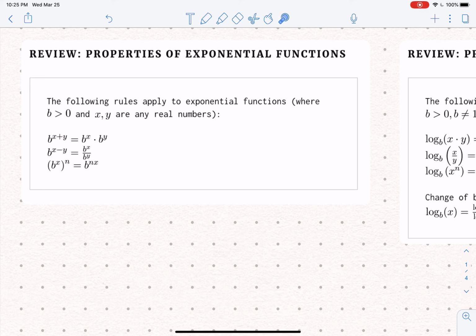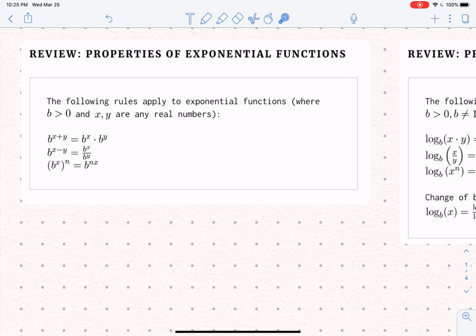And similarly, for the second one, b to the x over b to the y, you could combine them when you divide. You combine them by subtracting exponents. You put that minus in front of whatever the exponent was that was on the bottom. And of course, these rules also work the other way. So if you have something of the form b to the x minus y, you're allowed to split it up as b to the x on top and b to the y on the bottom. And then finally, if you have a power raised to a power, so b to the power x to the power n, we combine those by multiplying the exponents together, b to the power n times x.